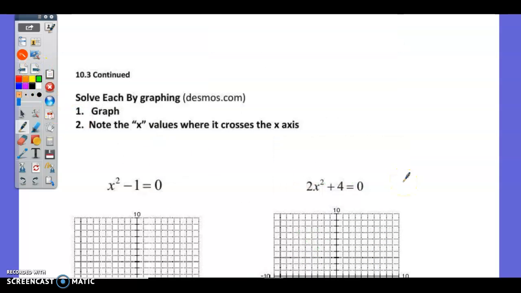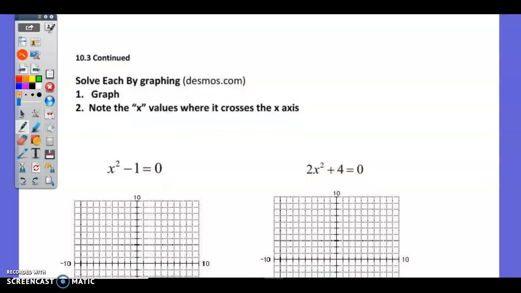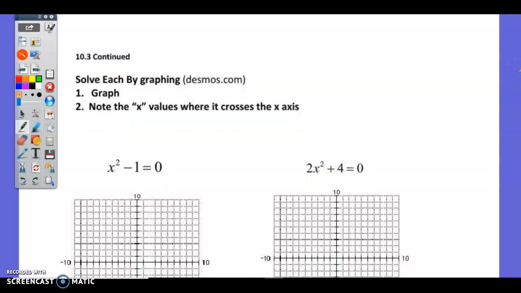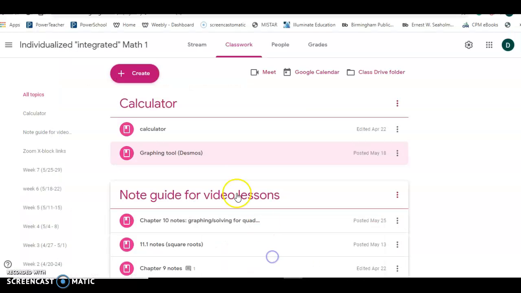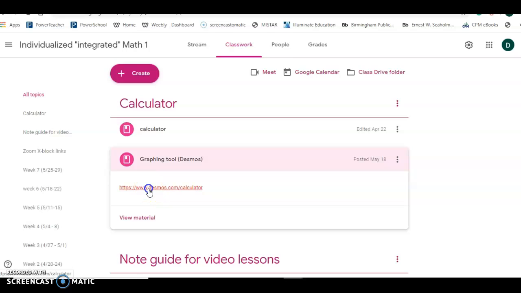Okay, so how do we graph these? We can graph based on what we did previously by finding the vertex and picking points on the sides, but if we're going to solve, we kind of already have learned how to do this, but I'm going to show you another tool that you can use when identifying the solutions of a graph, and that is by going to Desmos.com. If you have a graphing calculator, a lot of times you can plug these in, but we're going to show you how it works on a graphing calculator as well. So you're going to graph it, and then note the x values where it crosses the x-axis. So if I go to our page, I posted a graphing tool on Desmos.com.